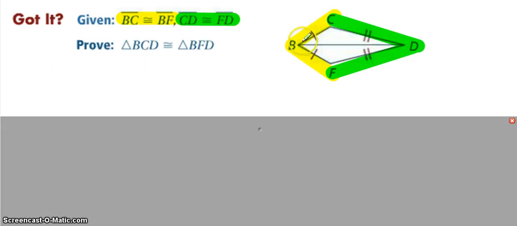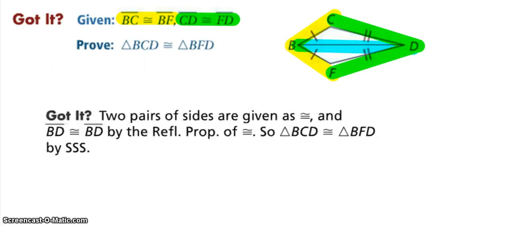I've highlighted here my BC congruent to BF, then CD to FD, and the other thing that I see is I have a shared side right down the middle, BD. So my proof, just written out as an explanation, can be that my 2 pairs of sides are given as congruent, and then by the reflexive property, BD is equal to BD. Therefore, I have 3 sides, letting me prove this congruent by the side, side, side, or SSS congruence postulate.